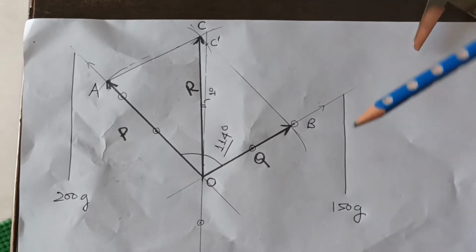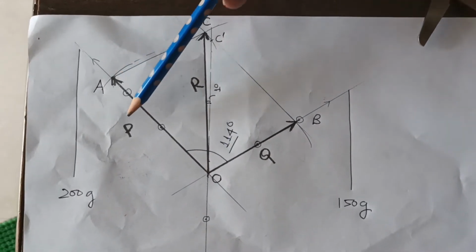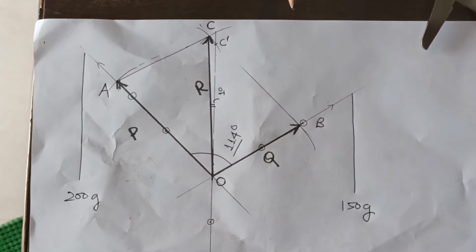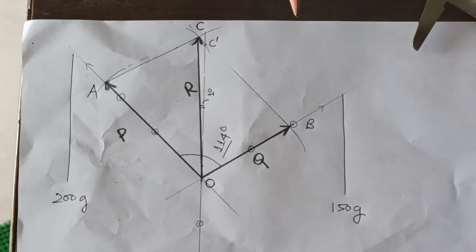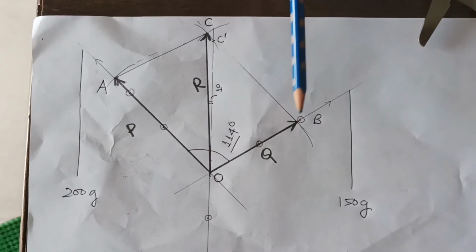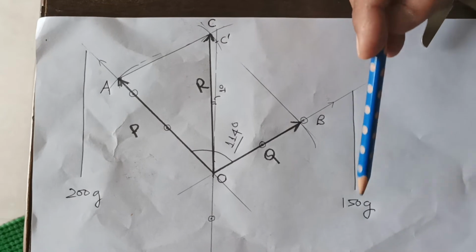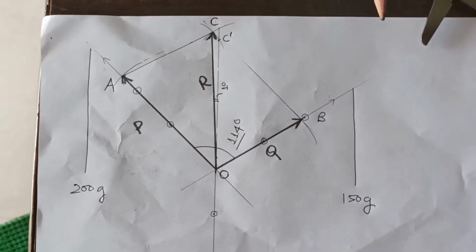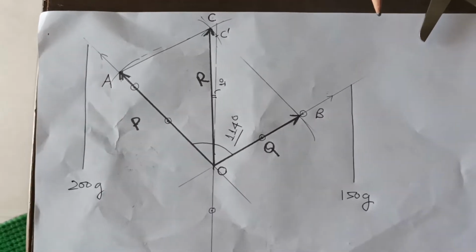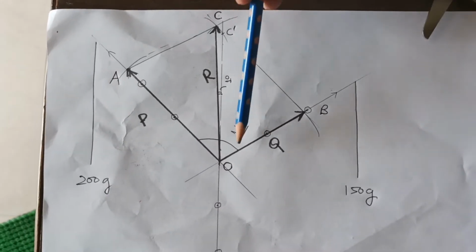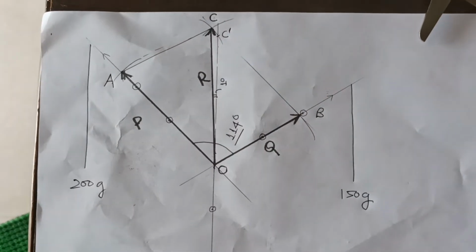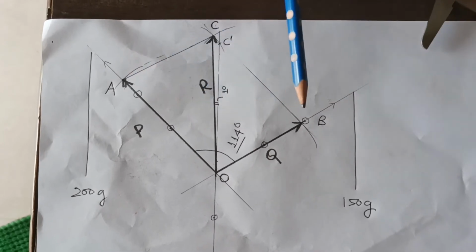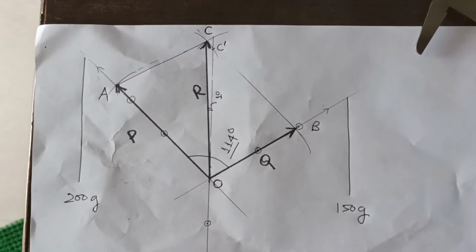OA is our P weight. You can see this is P, the first force on the parallelogram, and then OB is our second force, that is 150 gram, and we have chosen a scale that 50 gram equals 2 centimeter. So OB is 6 centimeter. OB length is taken as 6 centimeter. Similarly, the same scale is followed here, so this is 8 centimeter for 200 gram.